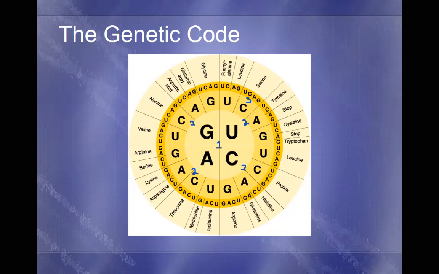Now I have to remind you that when we talk about the codon wheel, what we're really talking about is mRNA, because codons are triplets in mRNA.